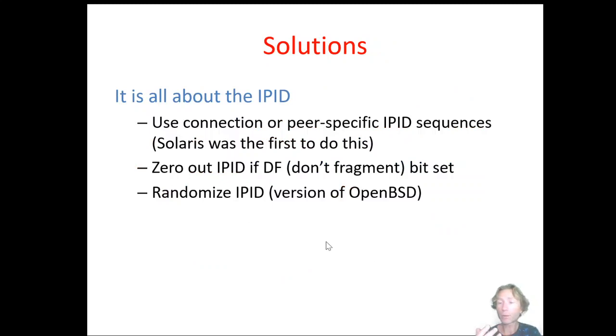Okay, and clearly it's all about this IP identifier that we use as a side channel. So what can we do? Well, we can make sure that it's not so easy to use it. For instance, by using these IP ID counters only on a per connection basis, on a per socket basis. We saw that earlier. Or to zero out the IP identifier if the don't fragment bit is set. Or randomize the IP identifier. And all of these solutions have been tried.